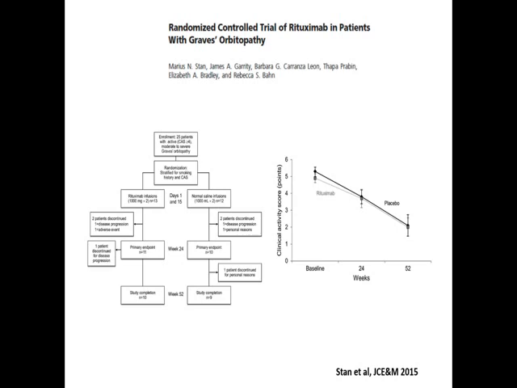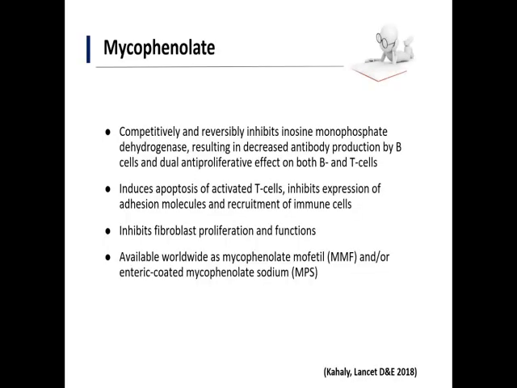One possible explanation for the discrepancy is the different duration of the disease, which was shorter in the Italian study compared with the American study. As mentioned earlier, mycophenolate has been proposed by EUGOGO in association with intravenous glucocorticoids as the first-line treatment for GO.